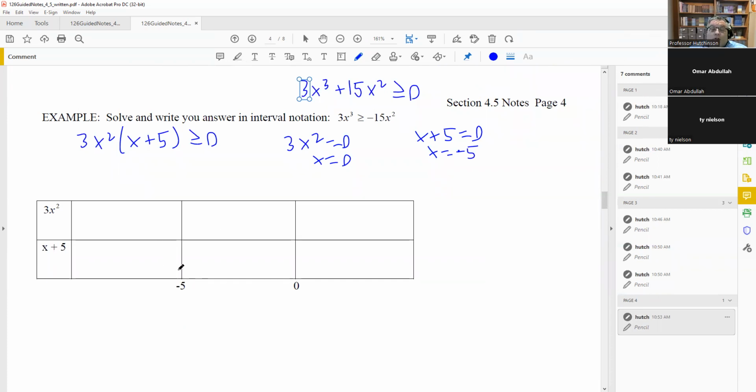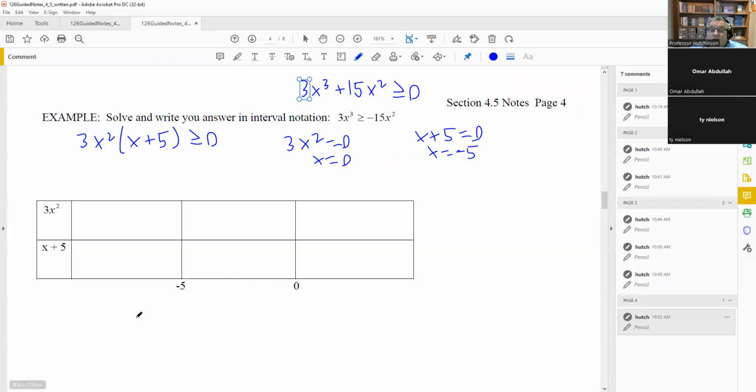Again, put the smaller number first. -5 has to go first, and then we have a 0. Notice we have our factors on here. There was a square on there, and I'm including the square here on the table. Okay, so I have this. We need to do test numbers on all those.